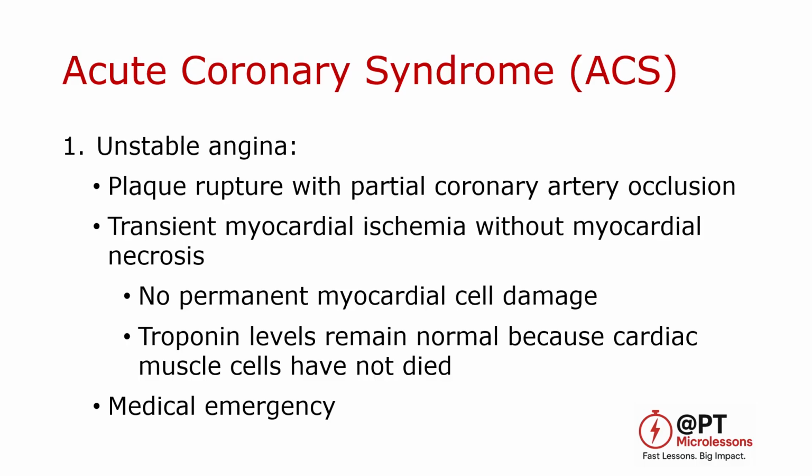As part of the evaluation for acute coronary syndrome, cardiac troponin levels are measured. Troponins are blood biomarkers released into the bloodstream when cardiac muscle cells are damaged. In unstable angina, troponin levels are a key diagnostic finding because myocardial necrosis has not occurred, so they remain normal. You'll see that this finding is critical for distinguishing unstable angina from the other forms of acute coronary syndrome.